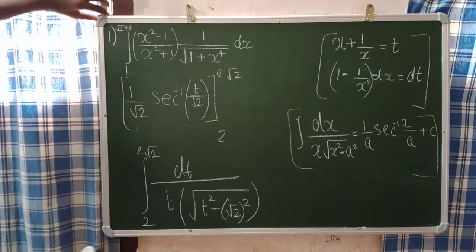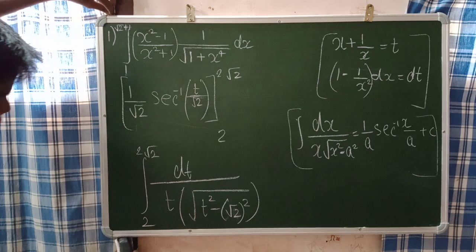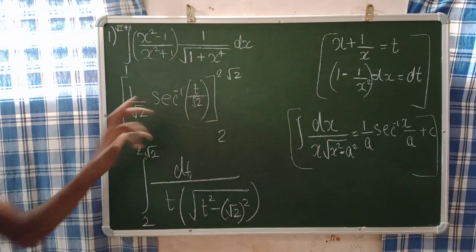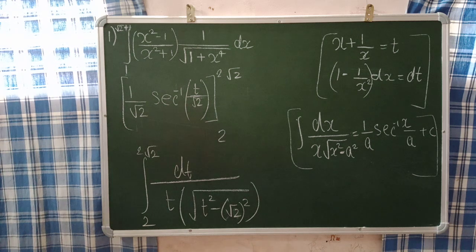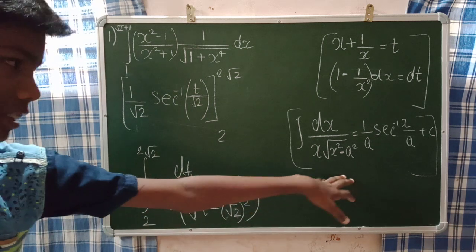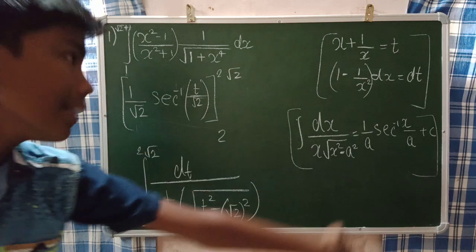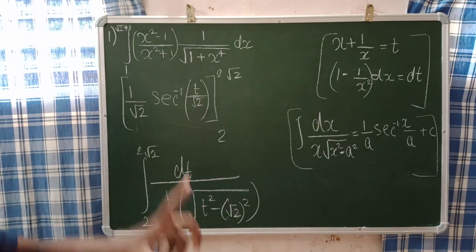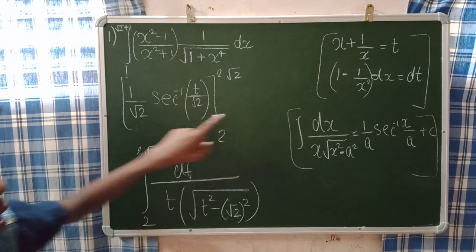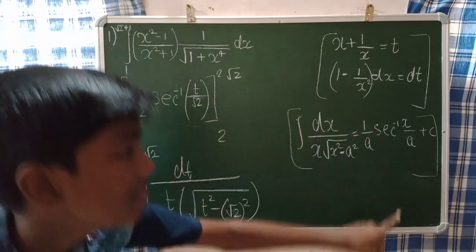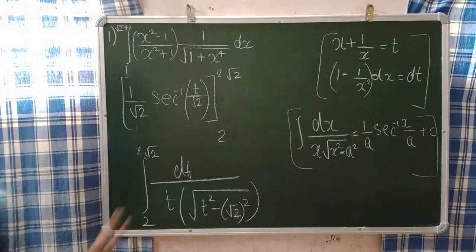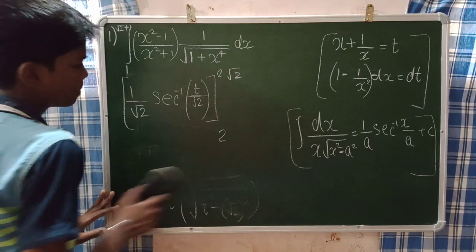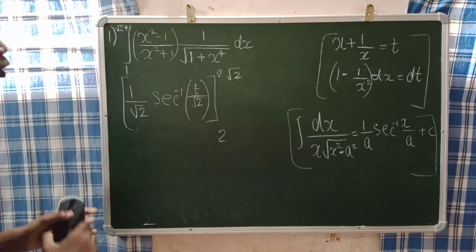Now from here you are supposed to solve these limits. You know how to solve the limits. First put 2 root 2 in place of t. Next put 2 in place of t. That's how you solve. I just used this standard integral, because 1 by a is 1 by root 2, then secant inverse of x by a is t by root 2, because your a is root 2 and your t is x. Always we know that a is a constant, x is a variable. Please remember that. Now I just need to solve these limits. Of course you people know how to do limit solving.